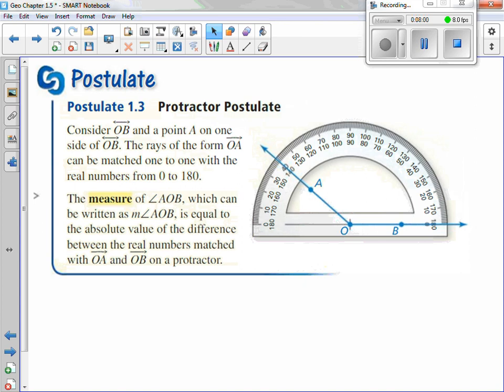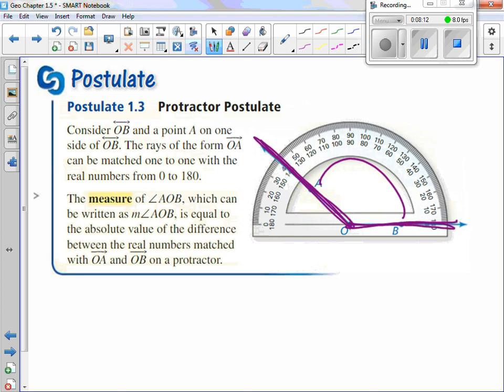All we're saying is that when I put a protractor down, whatever number this line is at and this line is at, the difference will be the measure of this angle. Now if it works out, one of those is at 0. Ray OB is at 0, yes? So I start on the inside and go 10, 20, 30, 40, 50, 60, 70, 80, all the way up to 140, yes? And that's it.